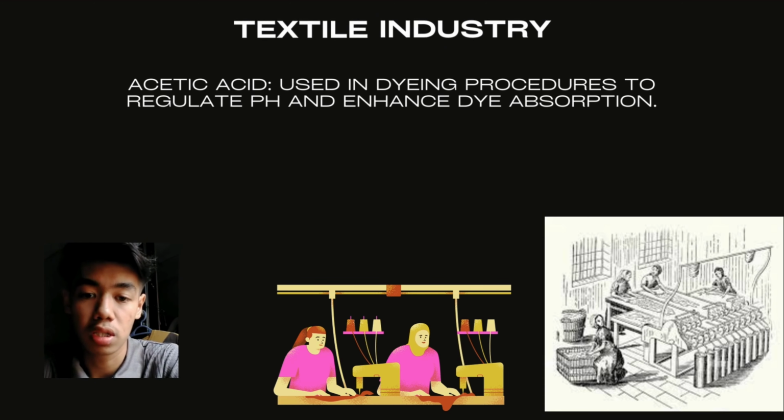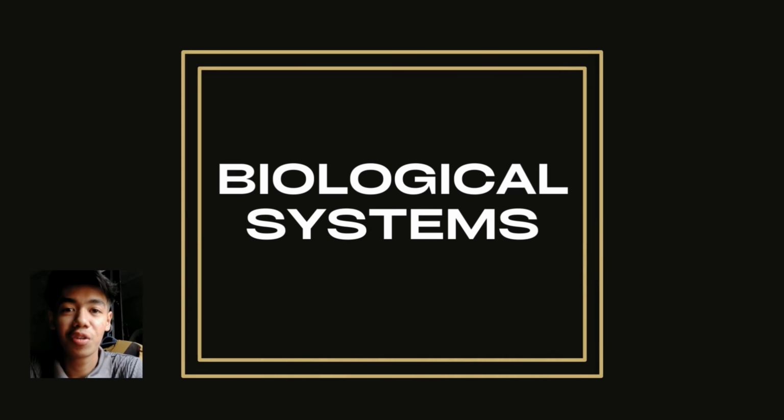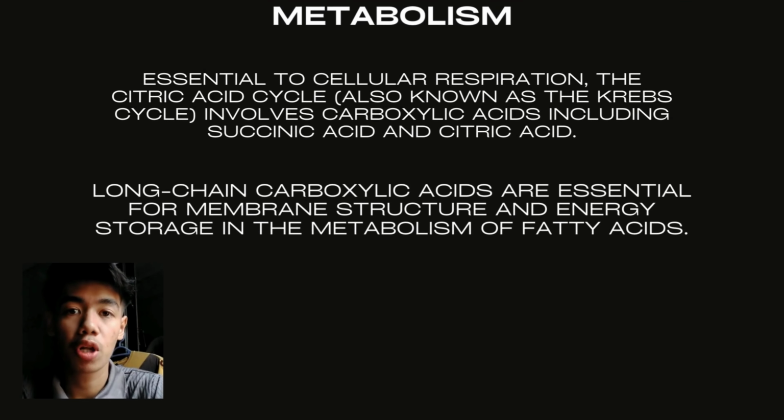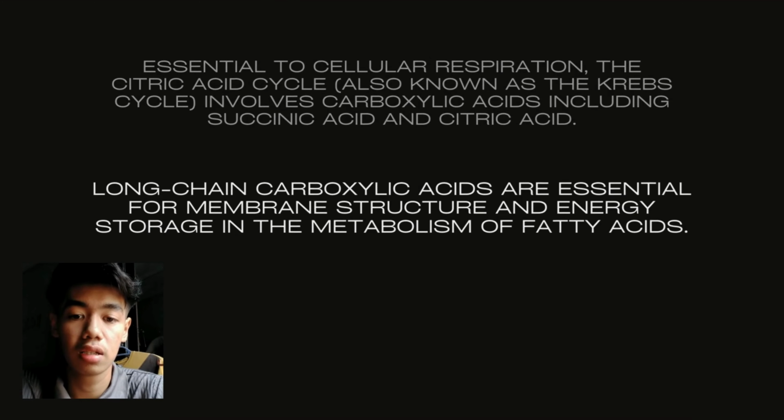dye absorption. Now, we're going to move on to biological systems. First is metabolism. Essential to cellular respiration, the citric acid cycle, also known as the Krebs cycle, involves carboxylic acids including succinic acid and citric acid. Long-chain carboxylic acids are essential for membrane structure and energy storage in the metabolism of fatty acids.